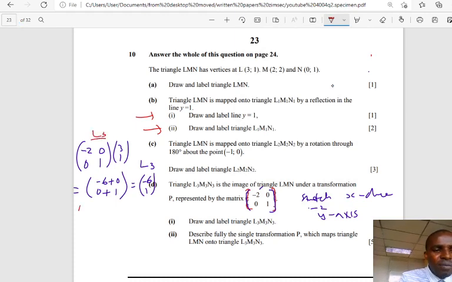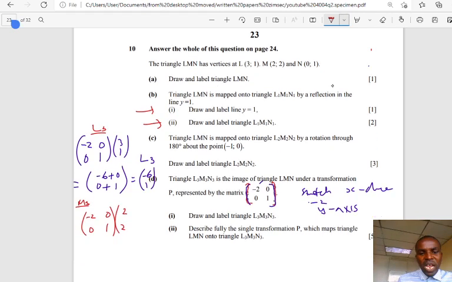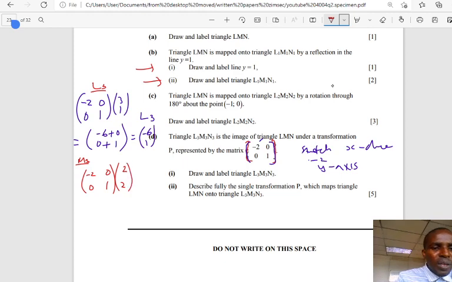Then M3, you multiply the same matrix, -2, 0, then 0, 1, multiplied by M, which is 2, 2 here. Then if you multiply here, what do you get? -2 times 2 is -4, plus 0 times 2 is 0. Then 0 times 2 is 0, plus 1 times 2 is 2. So it's -4, 2.